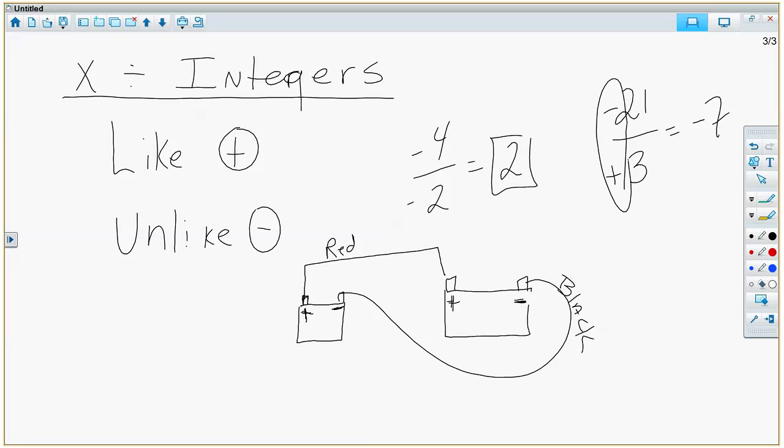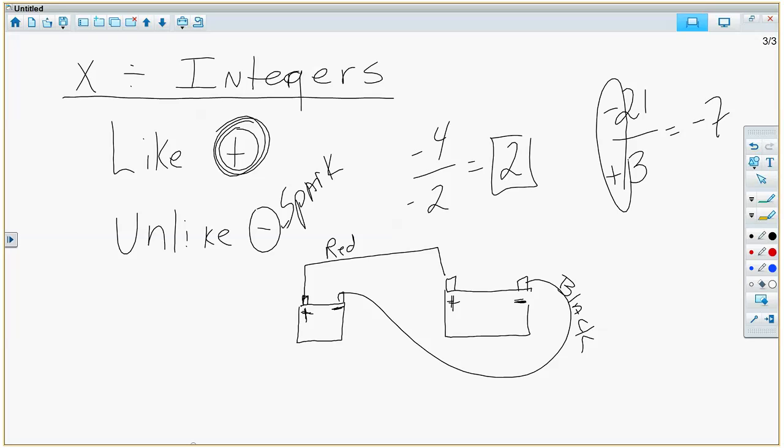Okay? But as long as you do it like positive, like signs, no what? No spark. Unlike signs, spark. Spark is good or bad? Bad. And that's how you remember unlike signs.